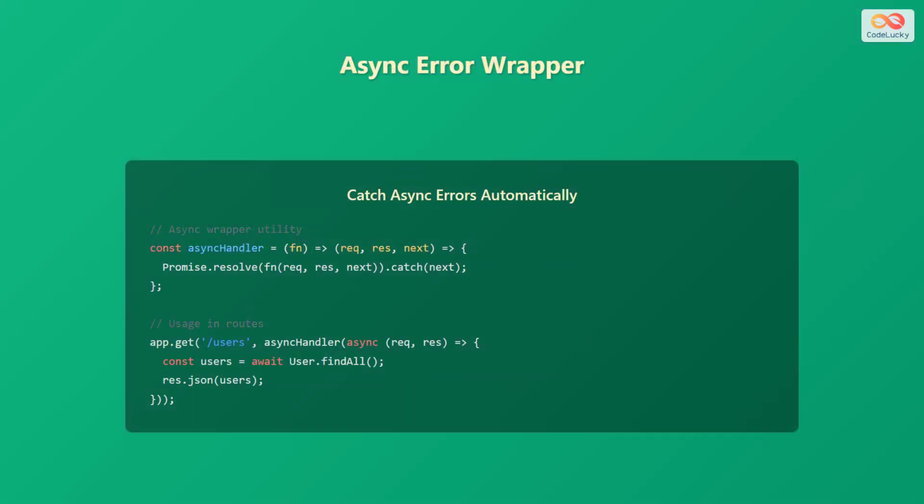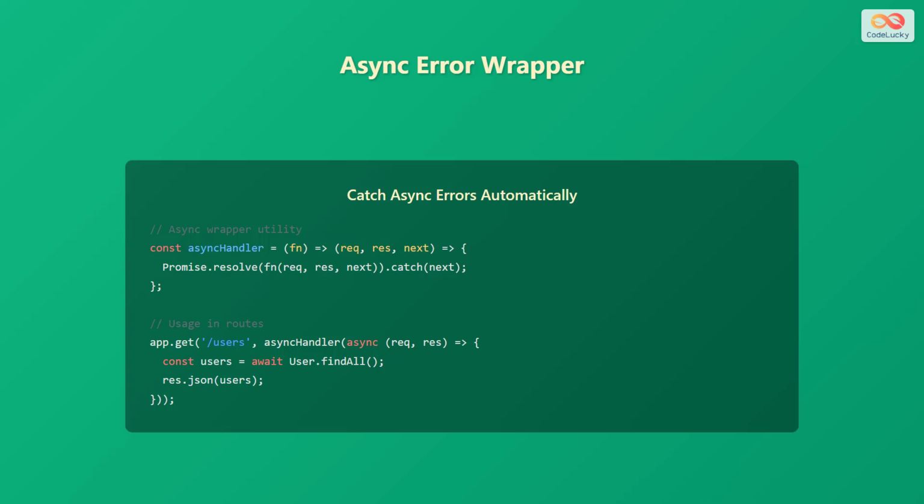Let's explore the concept of an asynchronous error wrapper. The async error wrapper is a utility function that simplifies error handling in asynchronous routes. It eliminates the need to repeatedly use try-catch blocks in every asynchronous route handler. Here's how you can create and use an async wrapper.